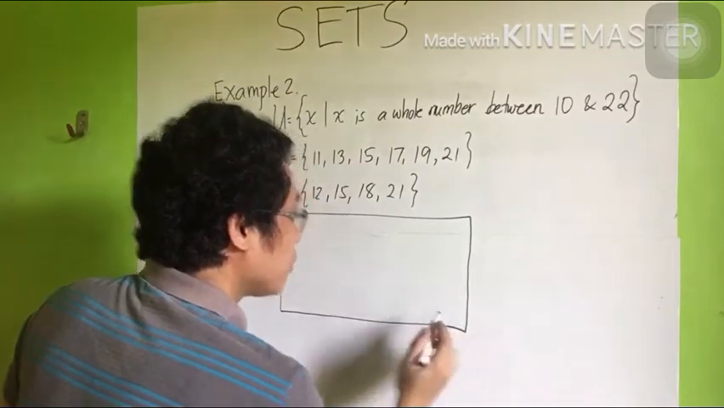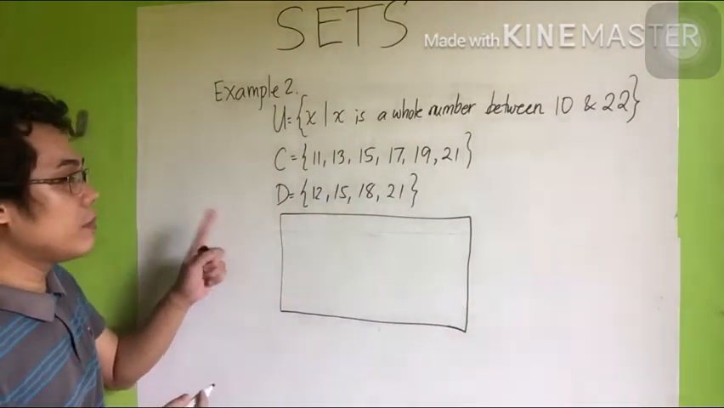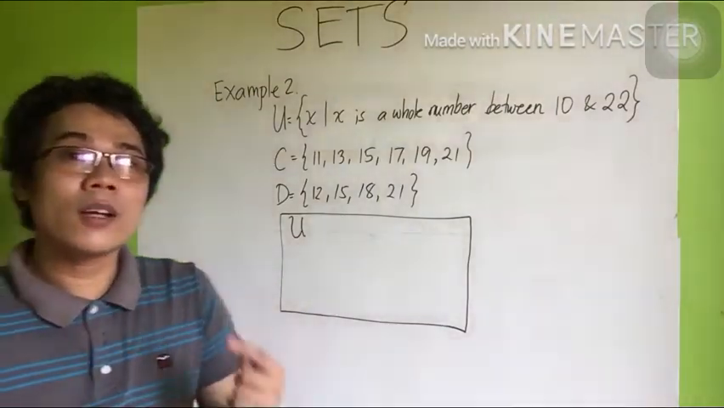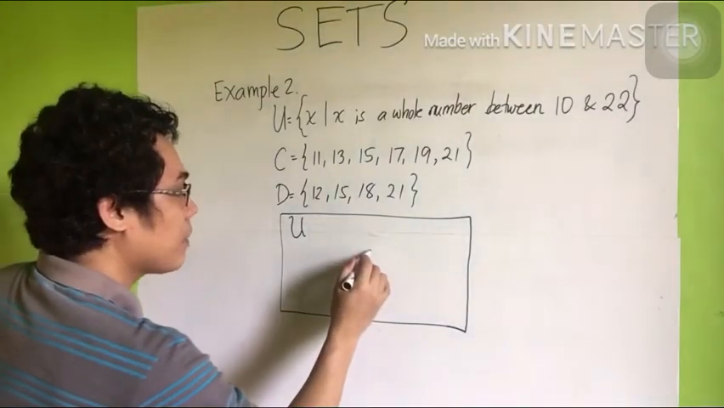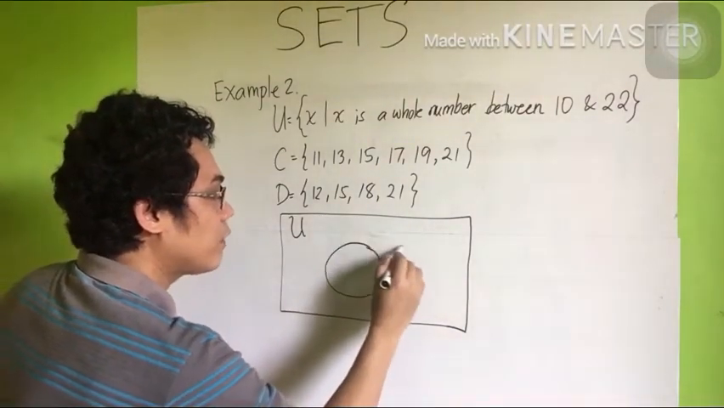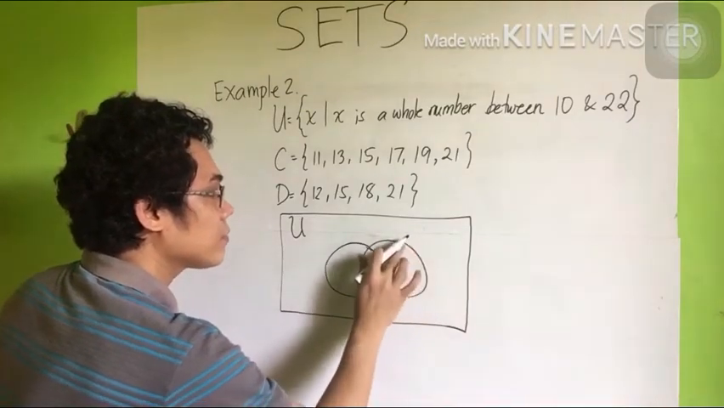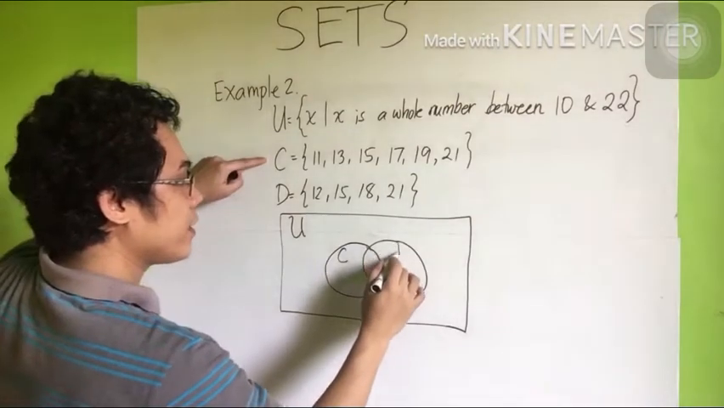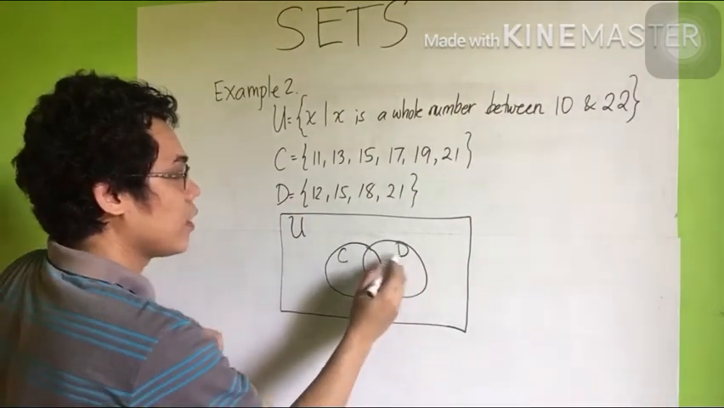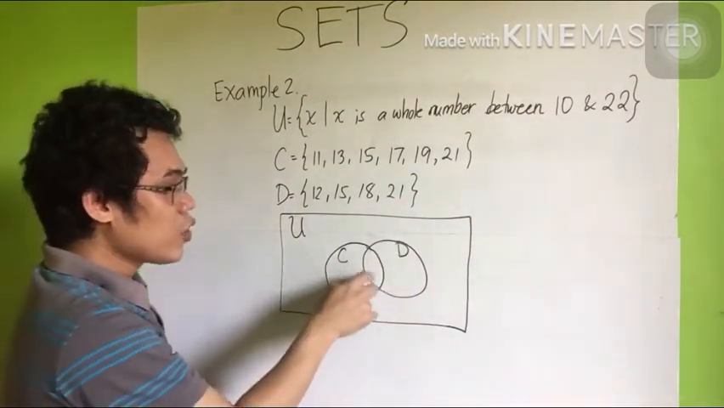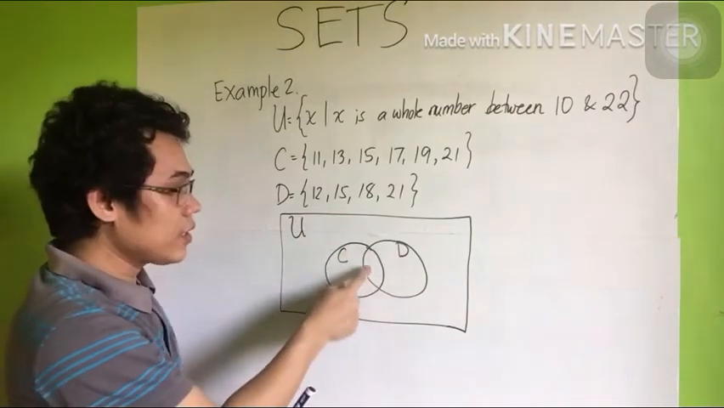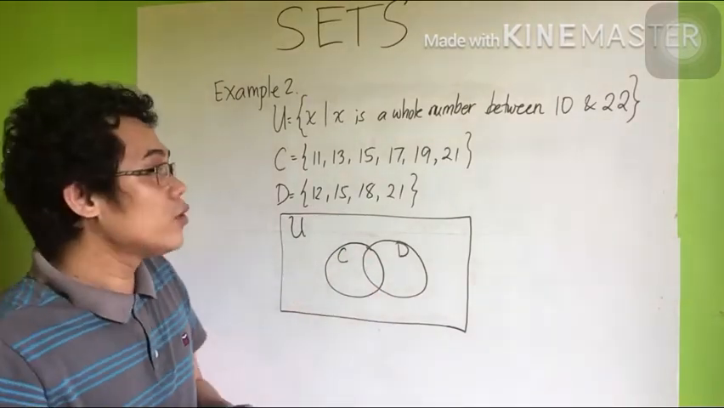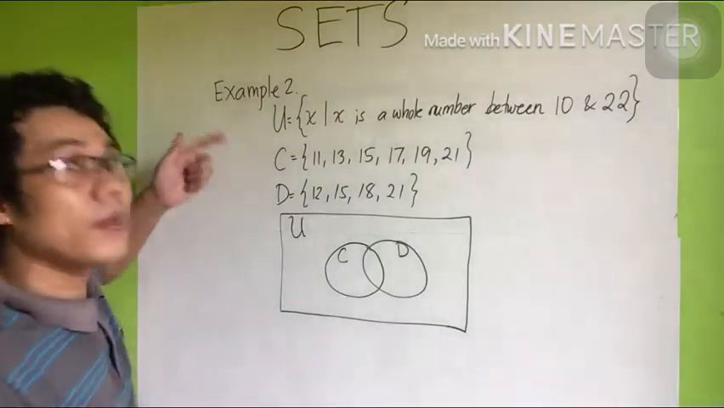So, yung universal set ko will be rectangle. Lagay ko ng U. Ang unang gawin muna natin pag mag-draw tayo is i-overlap muna yung dalawang set. So, I will denote it as C. And then, this is my D. So, hanapin muna natin yung common ng C at saka D. Take note, dito sa gitna is yung common sa C at saka D. Yung meron sa C, meron rin sa D.